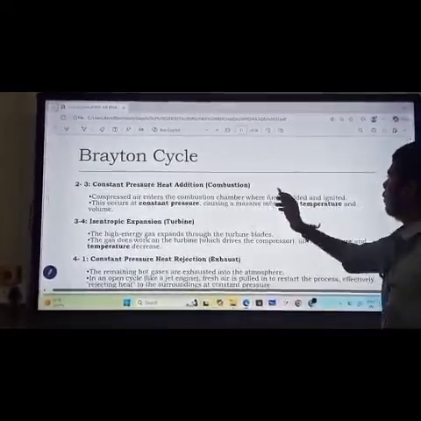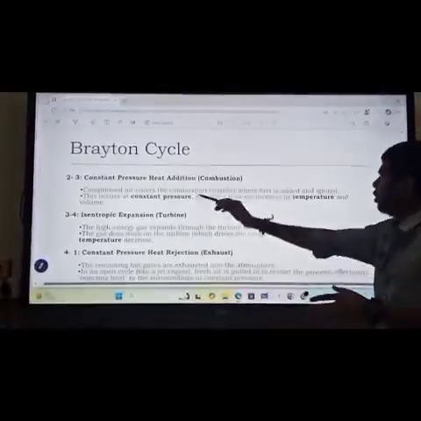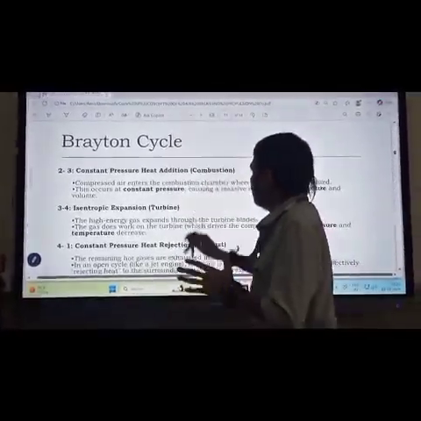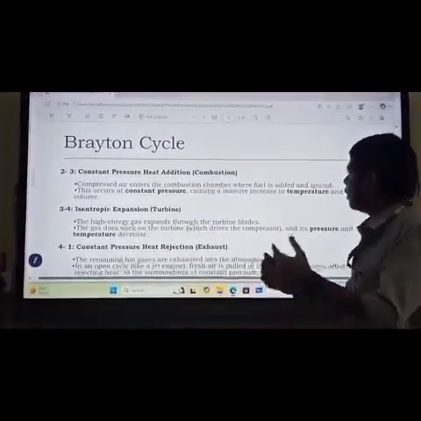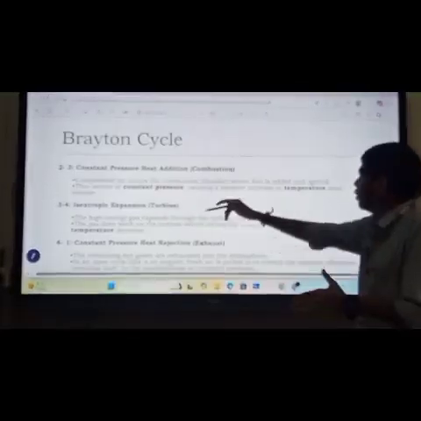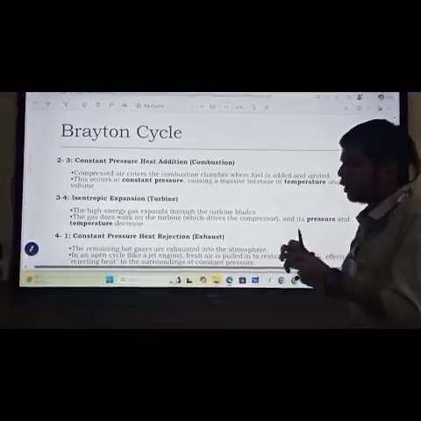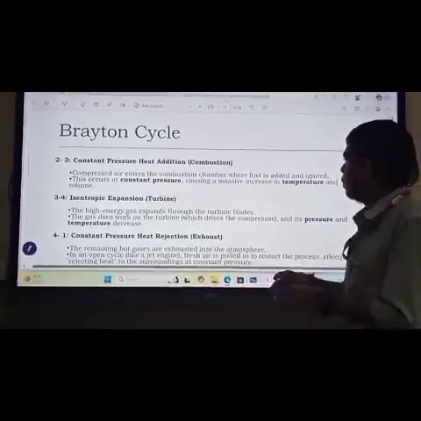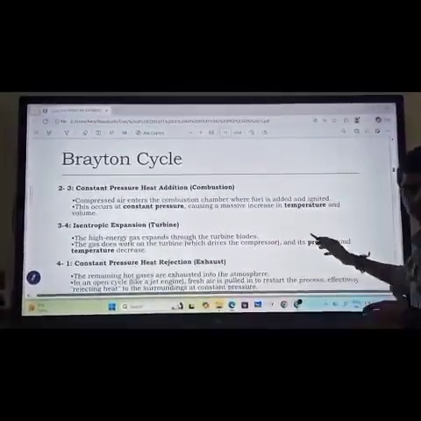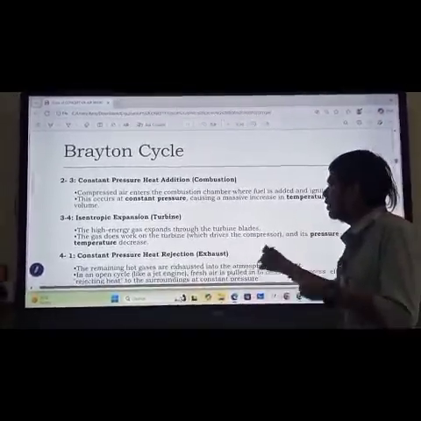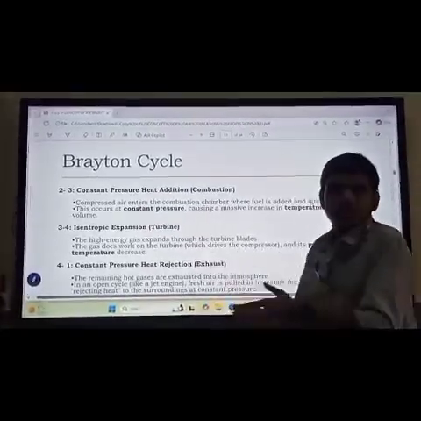Next is combustion: constant pressure heat addition. Compressed air enters the combustion chamber. Fuel is added and ignited by a spark, and the fuel is burned. This occurs at constant pressure, causing a massive increase in temperature and volume. So in combustion, heat is added at constant pressure.